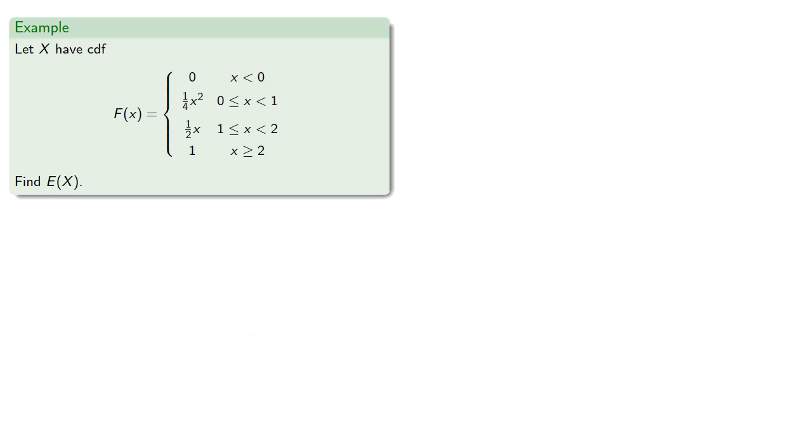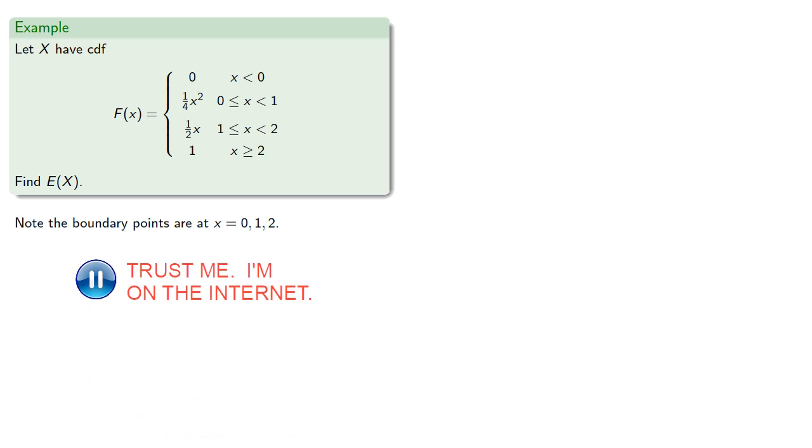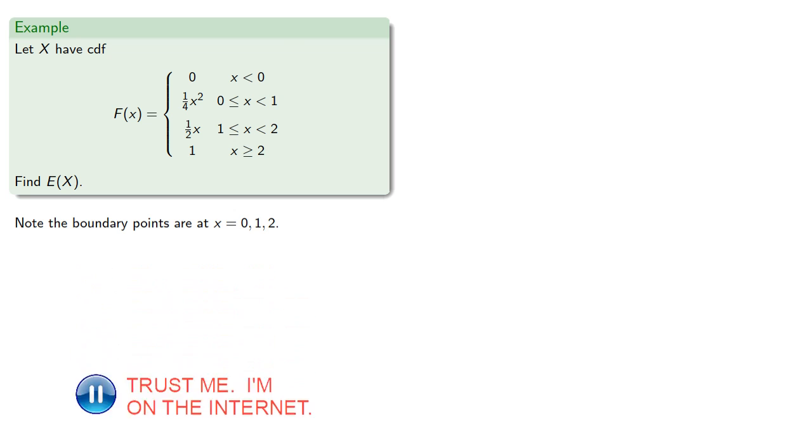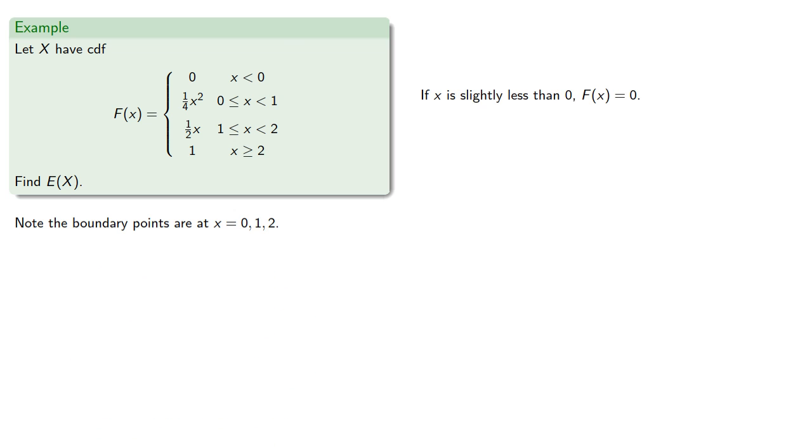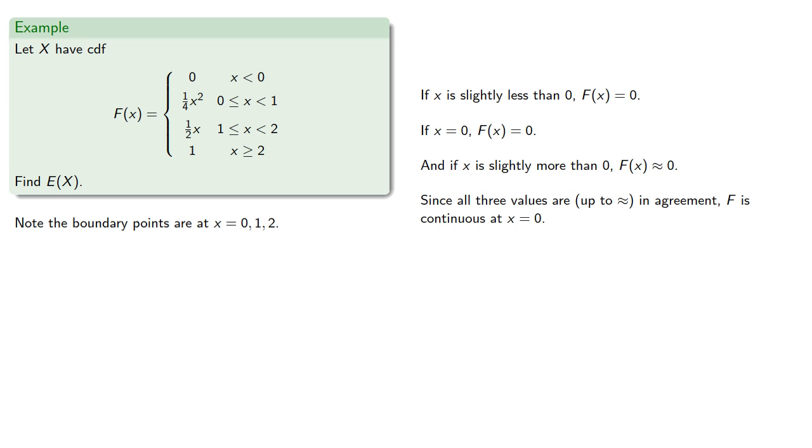So, for example, we might have a CDF like this. So note the boundary points are at x equals 0, 1, and 2. And we could go through that analysis again. If x is slightly less than 0, f of x is 0. If x is 0, f of x is 0. And if x is slightly more, f of x is close to 0. Since all three values are up to approximate equality, f is continuous.